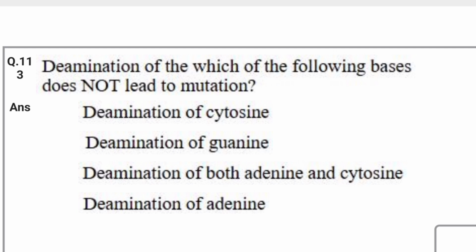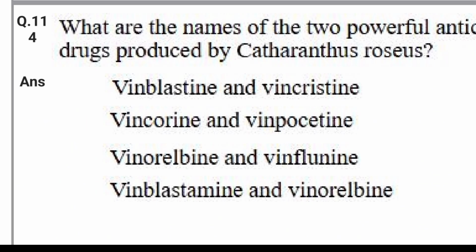So let's see the next question. Deamination of which of the following bases does not lead to mutation? Options are deamination of cytosine, deamination of guanine, deamination of both adenine and cytosine, deamination of adenine. For this, the correct answer is deamination of guanine. Let's see the next question.